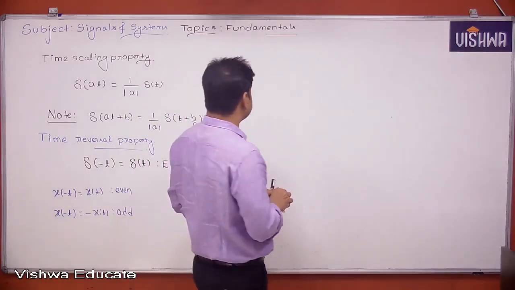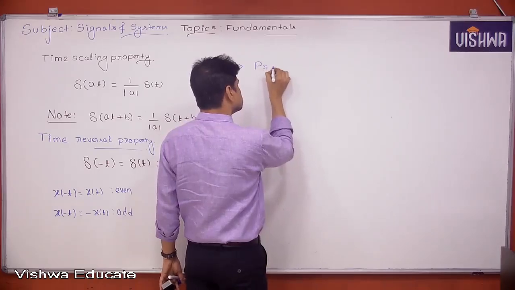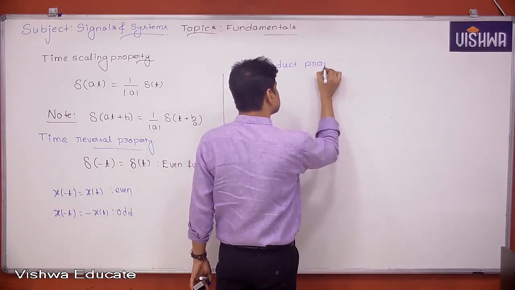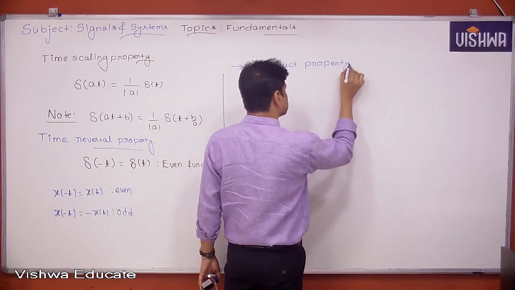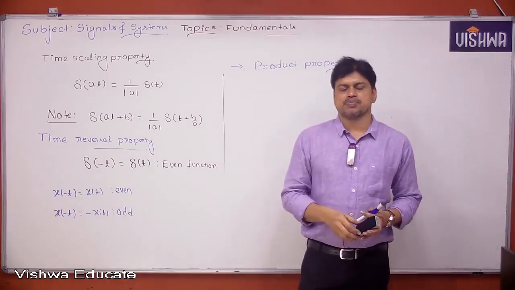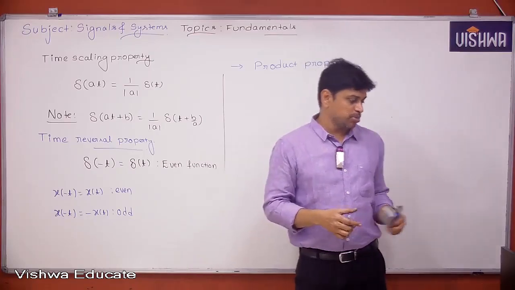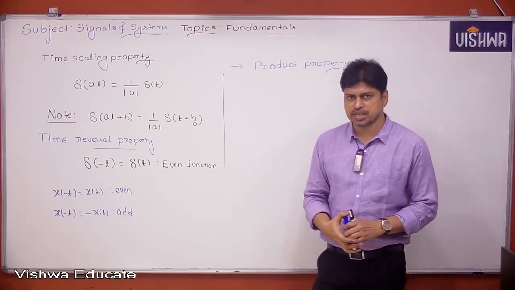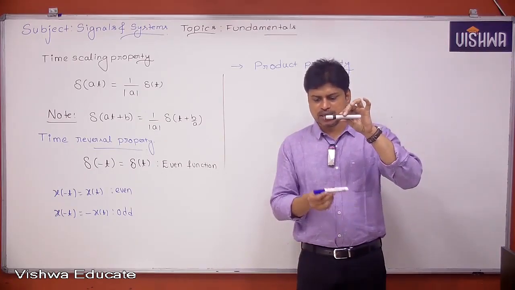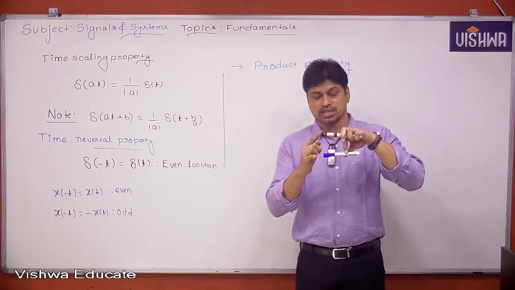One more property, that is the product property. Before understanding this product property, if two signals are there and you multiply them, what do you mean by multiplication of two signals? That means one signal, another signal is there. If I multiply them, what will happen? At each and every instant of time, we have to multiply the amplitudes of the signals.